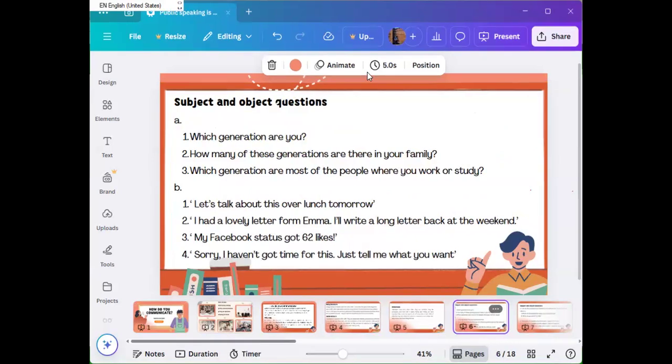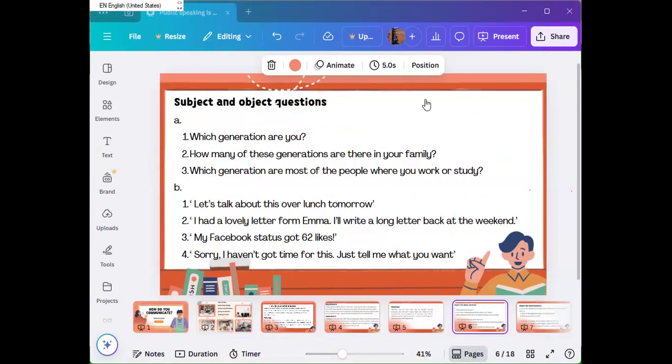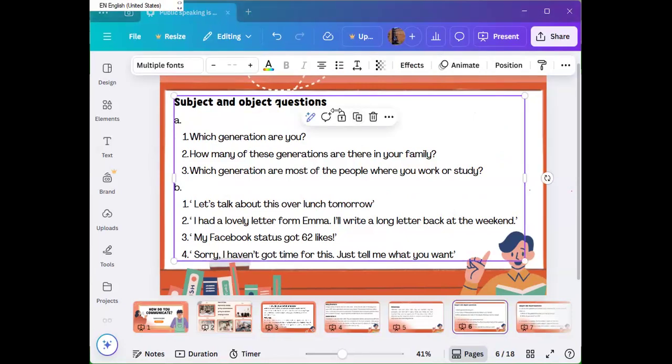Could you please type in the chat how many generations are in your family? Three generations in my family. Okay, 3 generations. Maybe most of the people will have 3 generations in their family.